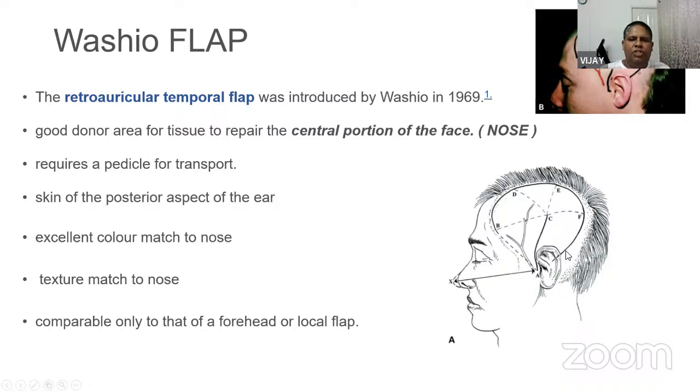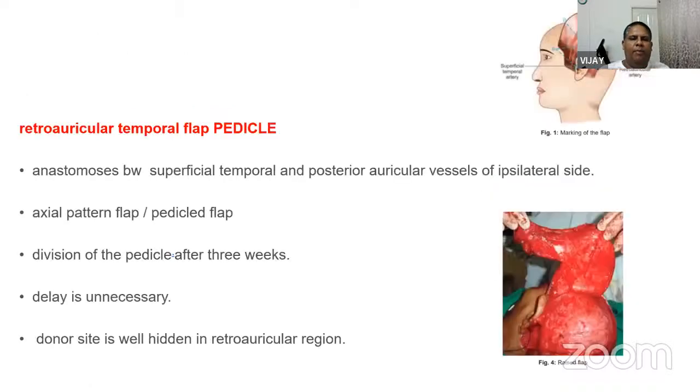The skin on the posterior ear, the posterior mastoid skin, can be taken over this. Here you can see the superficial temporal artery and the retroauricular artery anastomosis and form the axial pattern flap. It has an excellent match to the texture and the color of the nose, and it is comparable to the forehead flap. Okay. Here you can see how the flap is elevated. The anastomosis between the superficial temporal and the posterior auricular vessels on the skeletal side is used.